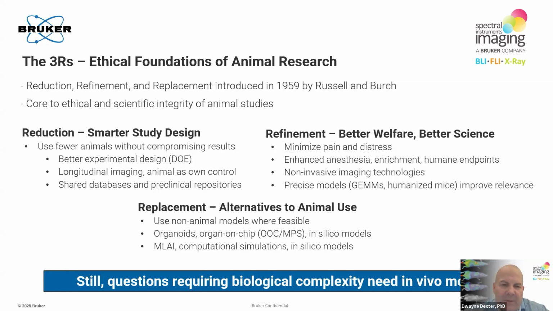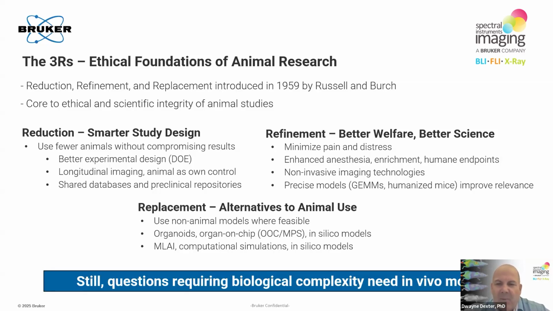And then finally, replacement, which we'll talk about here in a little bit, is what are the alternatives to animal use? And of course, the main push here is on NAMs or new approach methodologies. Some of these aren't so new, but organoids, organ on a chip, sometimes referred to as microphysiological systems, 3D bioprinting, in silico methods, and more recently, machine learning, AI, computational methods.